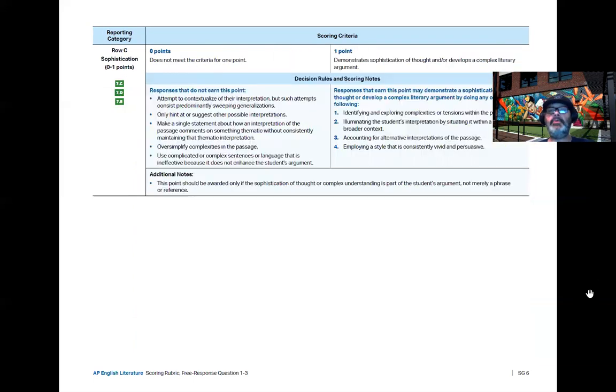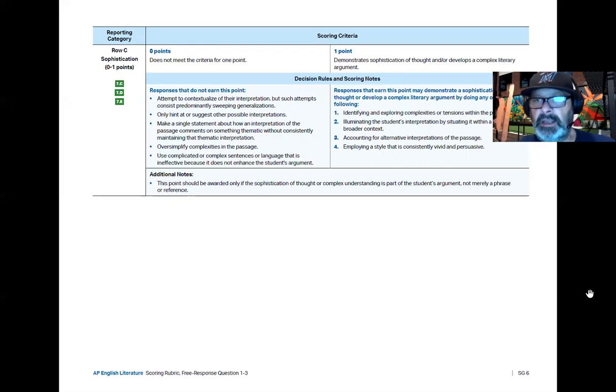Let's talk about sophistication points. There are subtle differences here. One of them is exploring complexities or tension within the passage. You know, there might be a tension between two characters and it's being resolved. It might be a situation where there's a social issue, poverty versus rich, race, gender, and it causes conflict and strife, or it takes reasoning and extra understanding to understand the complexities of it. You explore that in the passage.